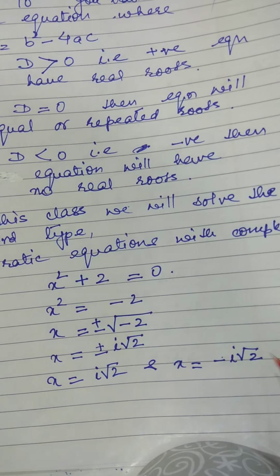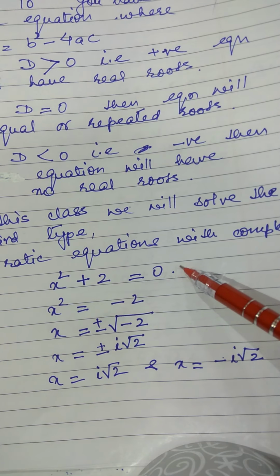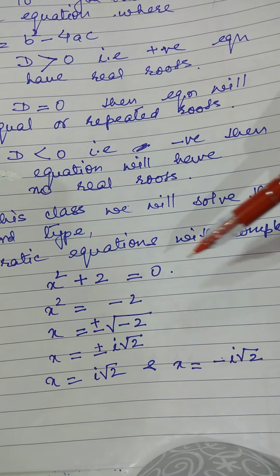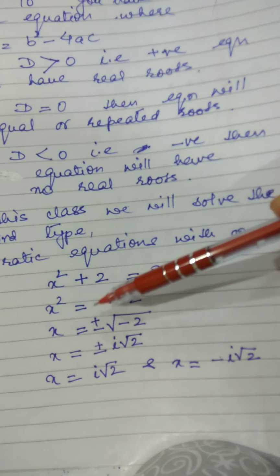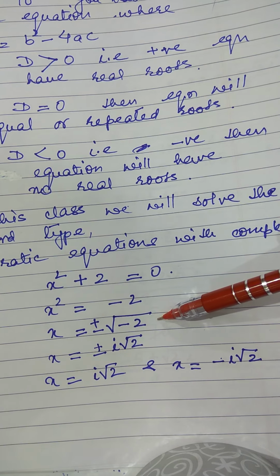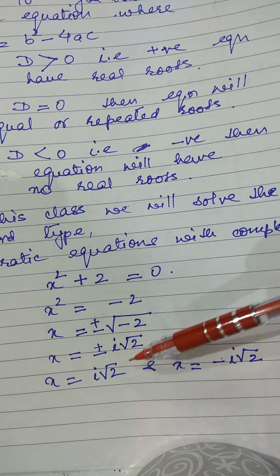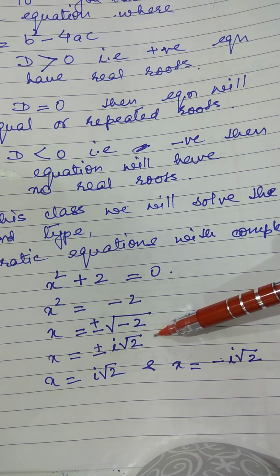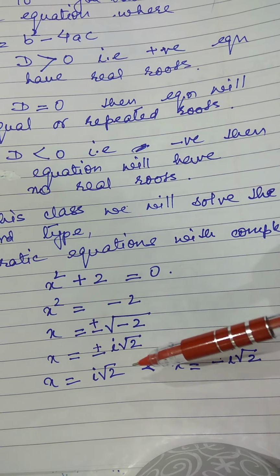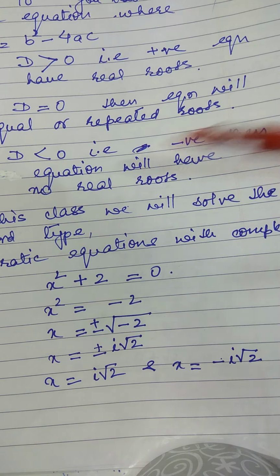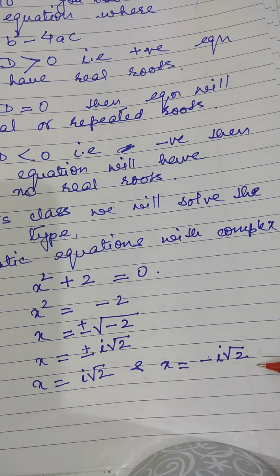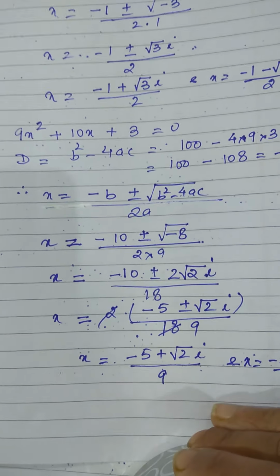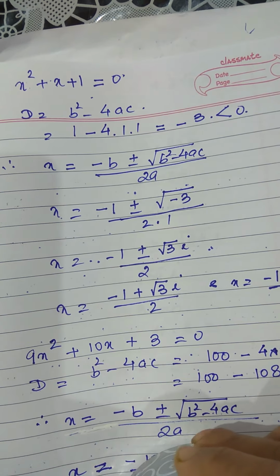First one is x square plus 2 is equal to 0. This is a quadratic equation, so we'll take x square as minus 2. So x is plus minus root minus 2. Now root minus 2 is actually iota root 2. So x is plus minus iota root 2. So x will have two values, iota root 2 and minus iota root 2. In this way, we are going to find the discriminant, or if it is factorizable, then we'll factorize it.